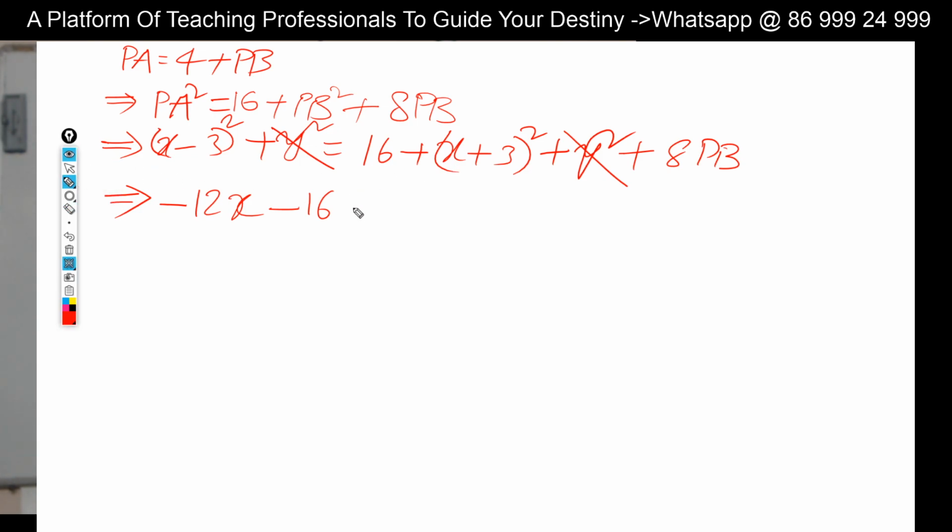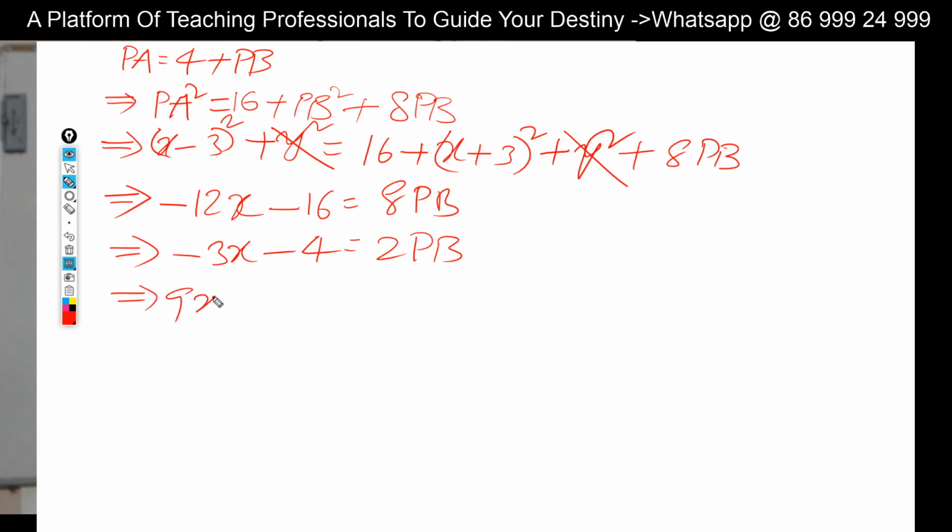Is equal to 8 PB. Divide with 4. Divide with 4. Minus 3x minus 4 is equal to 2 PB. Now square it again. 9x square plus 16 plus 24x is equal to 4 into PB square, that is x plus 3 whole square plus y square.